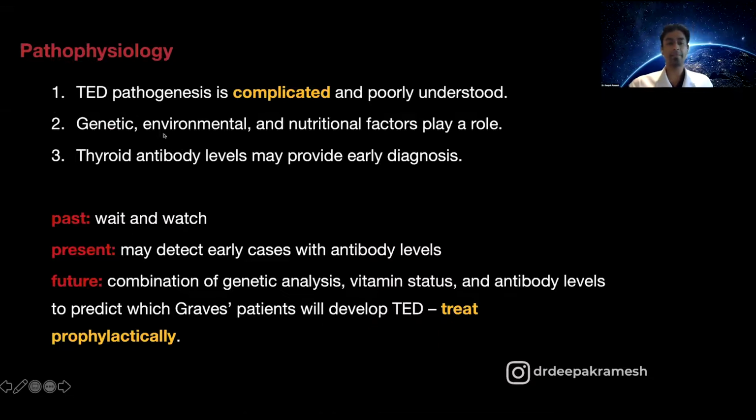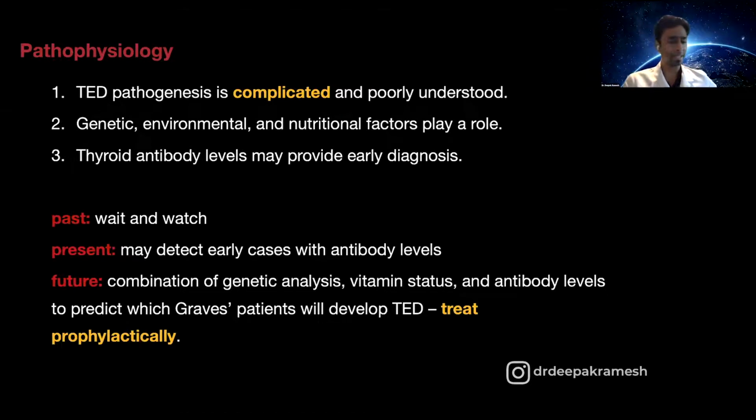So in summary, there's a lot about thyroid eye disease that we don't understand, but we do have a clue that there are some nutritional factors, some environmental factors, and some genetic factors that play a role in why Graves' patients go on to develop eye disease. And antibody levels can help us in early diagnosis and can also help in prognosis.